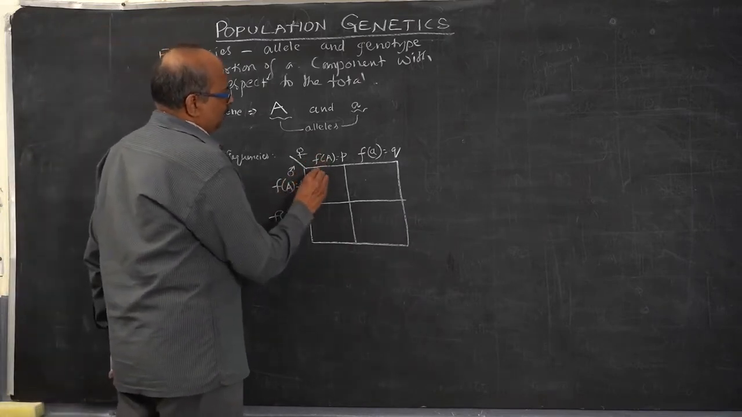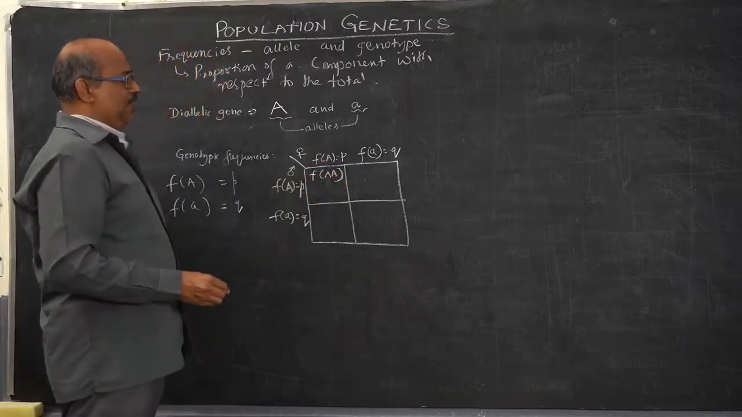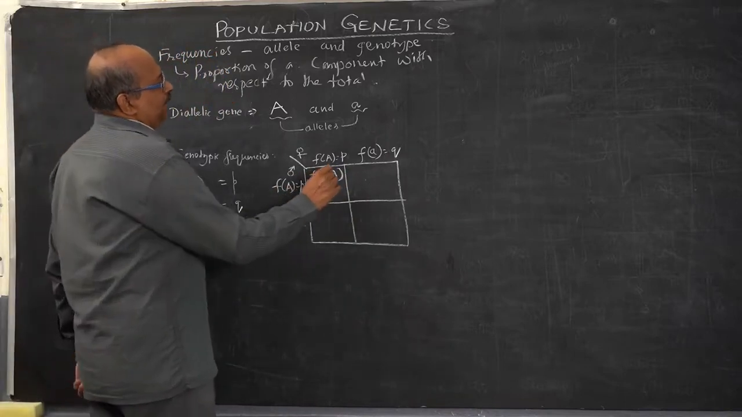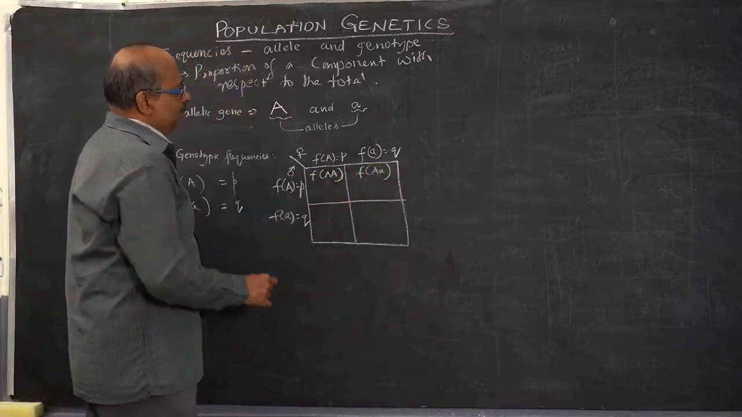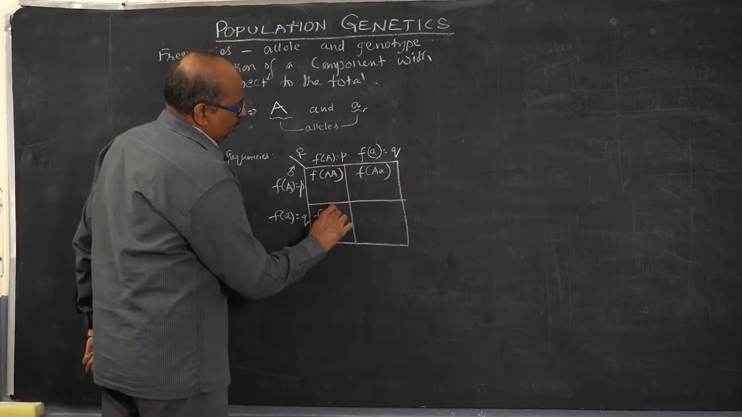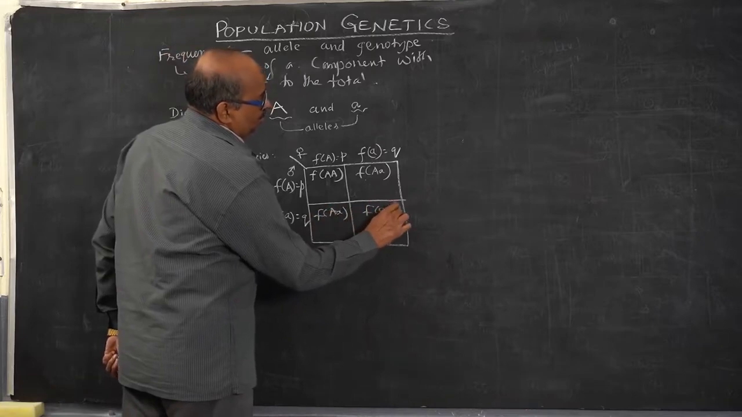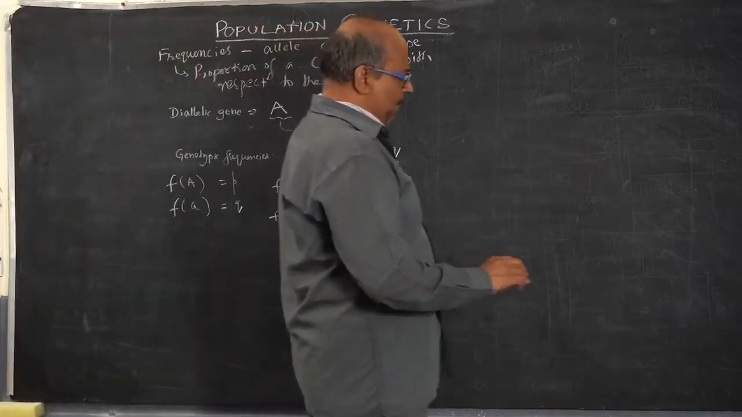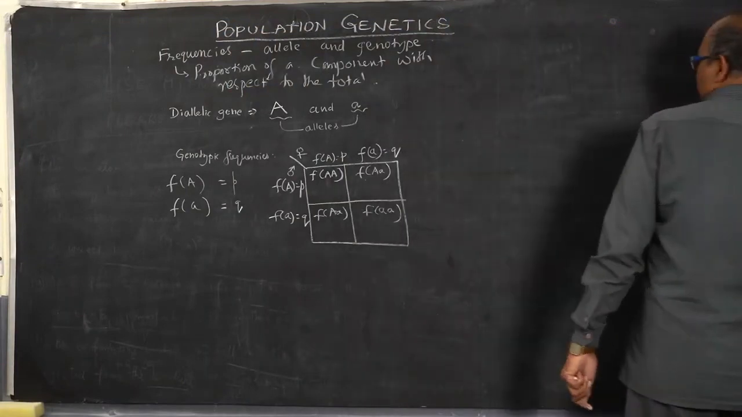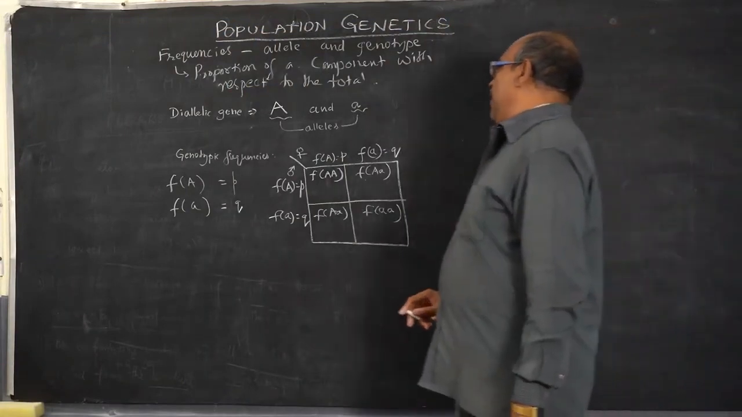So one we get is the frequency of capital A, capital A. Second one we get the frequency of capital A, small a. Third one we get the frequency of capital A, small a. Fourth one we get the frequency of small a, small a. So then essentially we combine all the frequencies and we get the proportions of them.